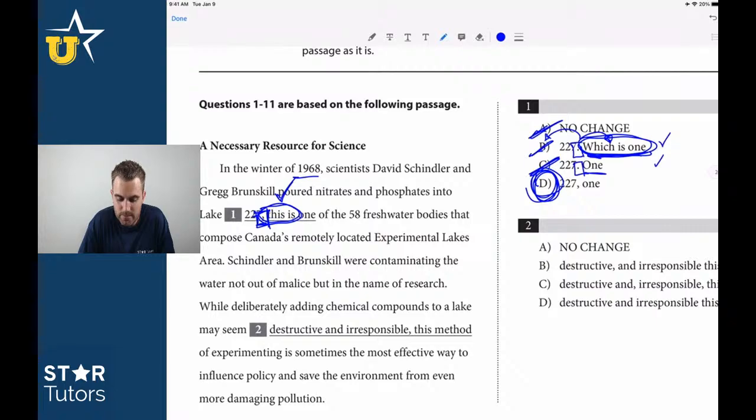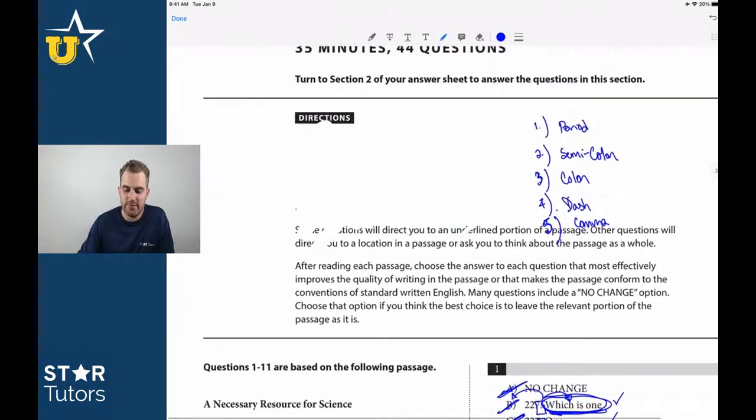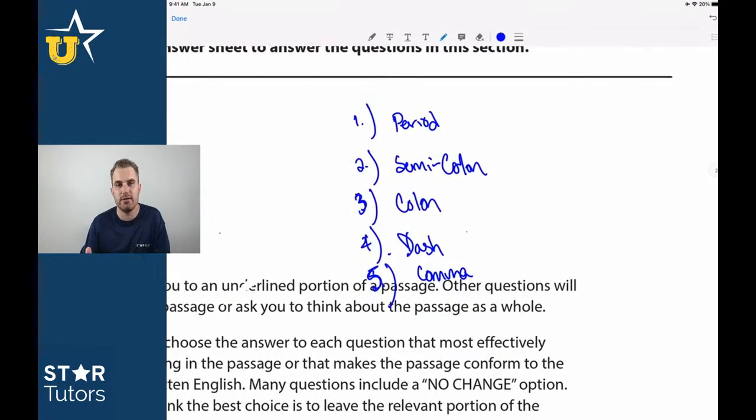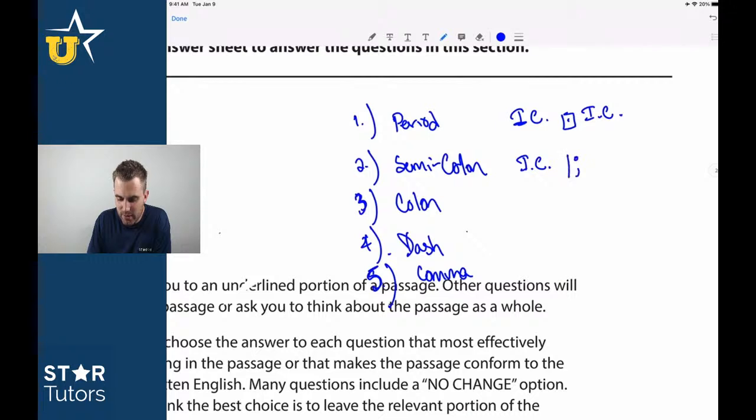Okay? So again, if you start with these first four, a period, a semicolon, and a colon, as it applies to the SAT. Now there are other grammar rules that apply to those forms of punctuation, but on the SAT, there's one rule for each of those and one rule only. For a period, it's independent clause or full sentence. An independent clause is just a full sentence. Independent clause, period, independent clause. For a semicolon, it's independent clause, semicolon, independent clause, right?